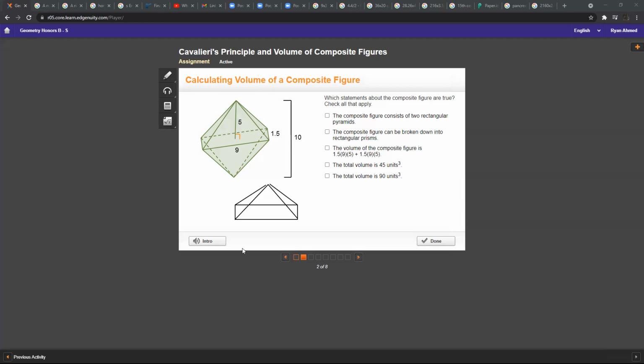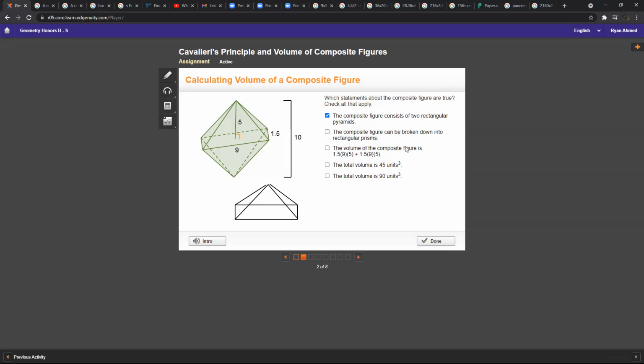If we get it wrong, we can just blame it on the quality of their drawing. So it looks like we do want to check the first one. I agree that it does look like we have two of those. So let's go ahead and check that first one. Go ahead and see if you can check mark that first option. I think that one's true.